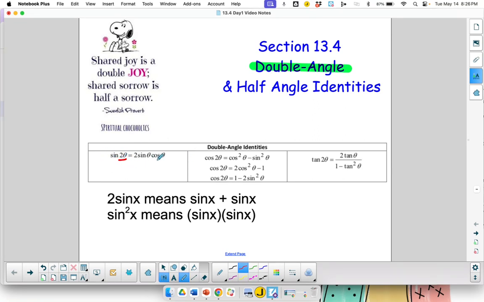There's one formula for sine of 2 theta, one formula for tangent of 2 theta, and then we have 3 variations of the formula for cosine of 2 theta. Down here, if the 2 is out in front, 2 sine of x means sine of x plus sine of x, so we have 2 of them being added. Sine squared x means sine of x times sine of x. And sine of 2x or sine of 2 theta means you double the angle.